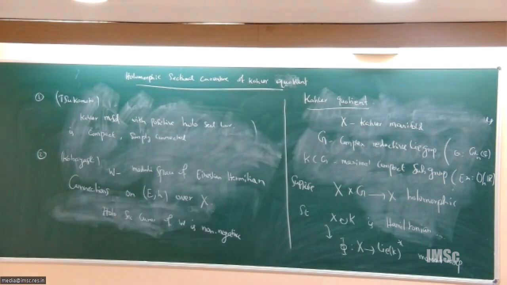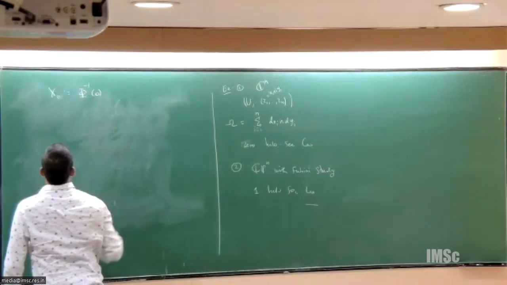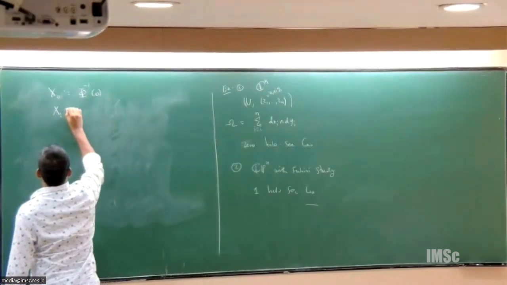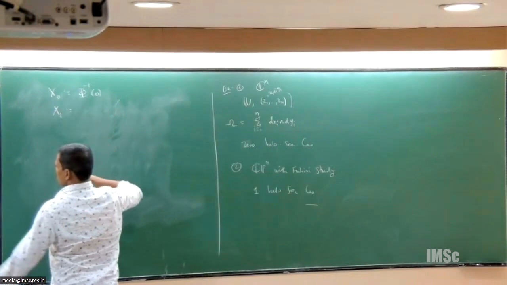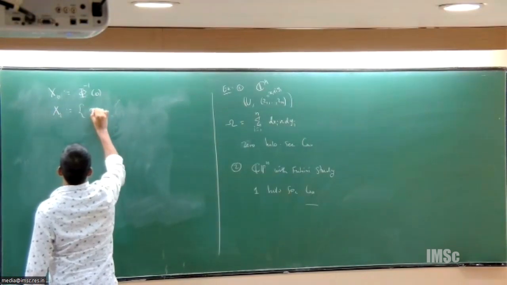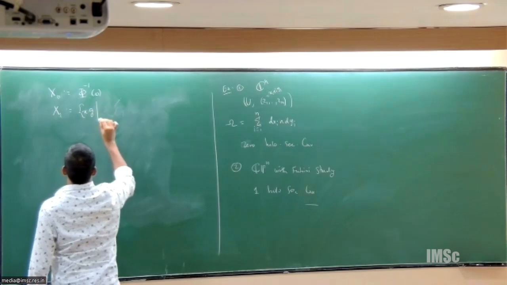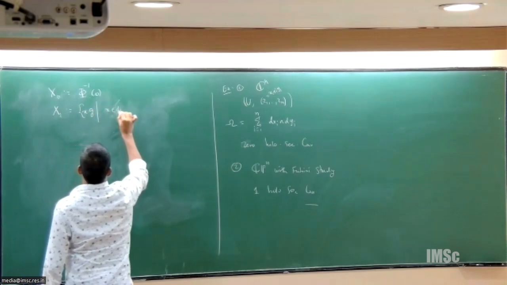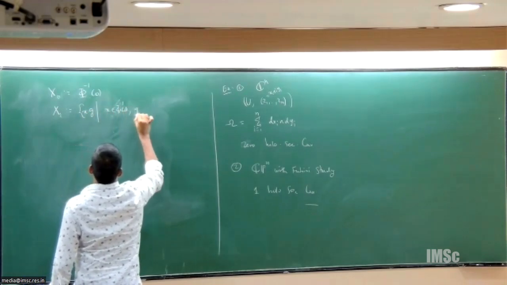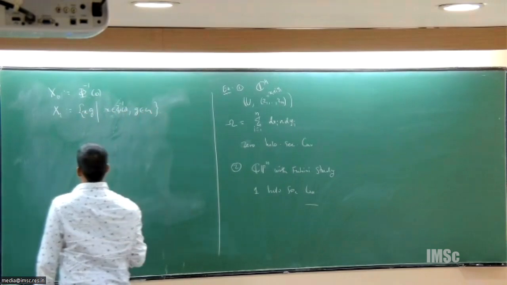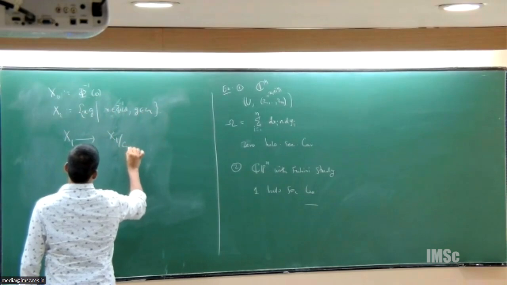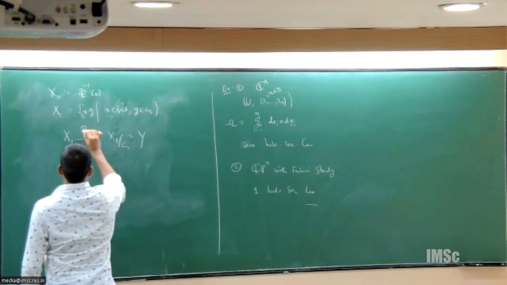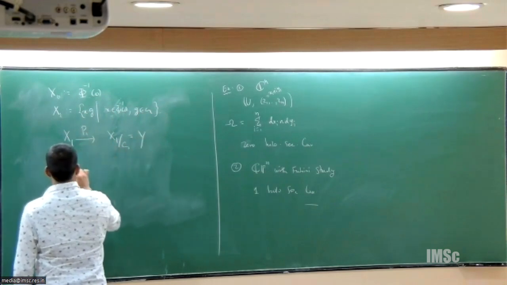Let X naught be the level set phi inverse of 0, and X1 the G saturation of phi inverse of 0 by G. This is the set of all Gx, with x in phi inverse of 0 and g in G. Then we have this natural map from X1 to X1 mod G, which I call Y. This map is P1, and we have this restriction map P0.